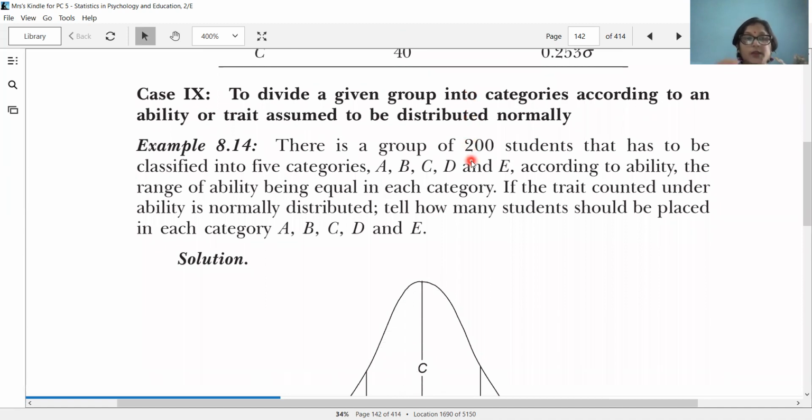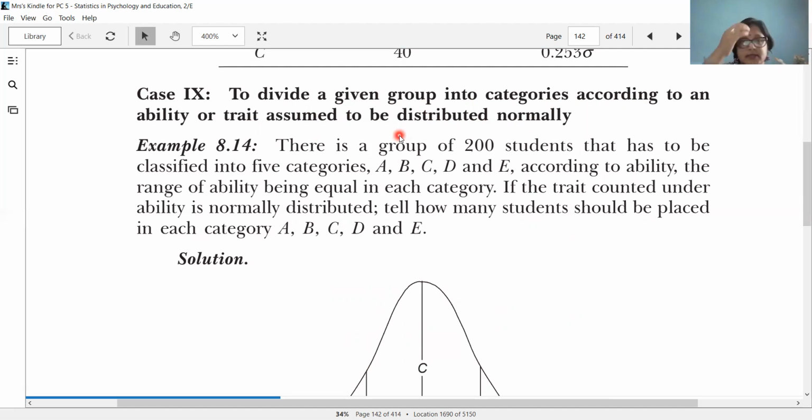Now I am going to talk about application number 9. According to this application, normal curve is used to divide a given group into categories according to an ability or trait assumed to be distributed normally. So we can understand here that the normal curve can be used to divide a given group into different categories depending on their different abilities or personality traits.